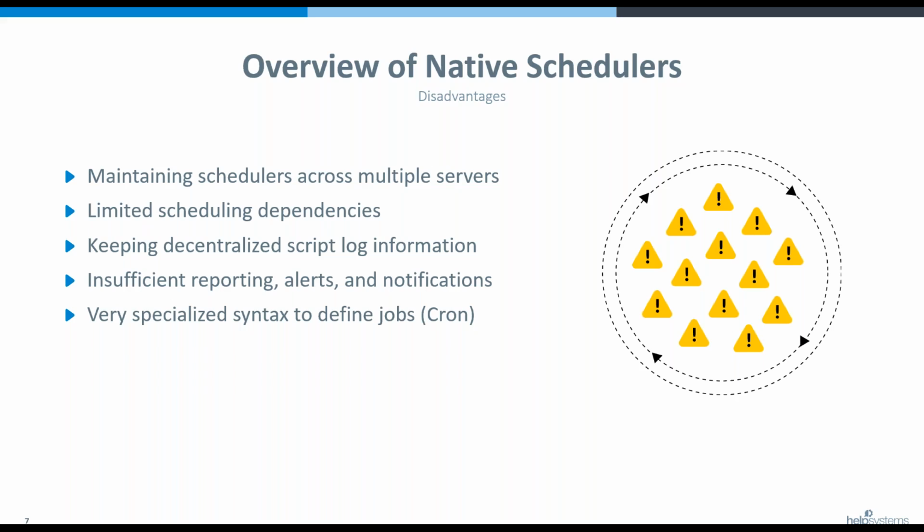You can link jobs together through SQL Server Agent, but you'll rely on that time-based scheduling, adding artificial buffers in between steps, which will catch up with you as more jobs are added to the scheduler. Native schedulers also require that developers output script log information to separate .log or text files that they can pull up and reference as needed.